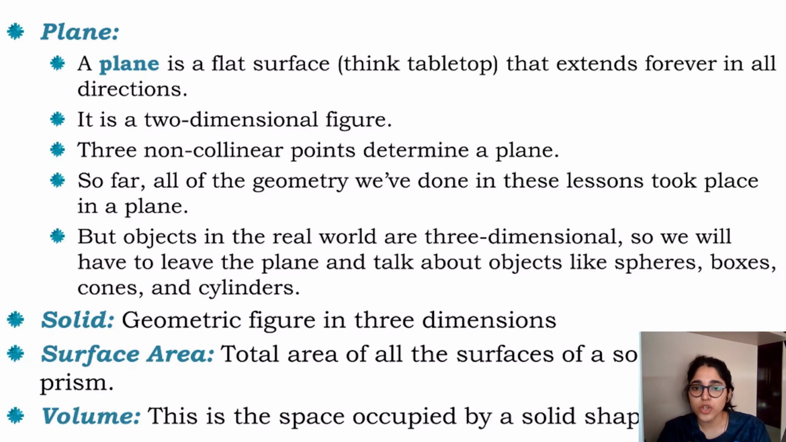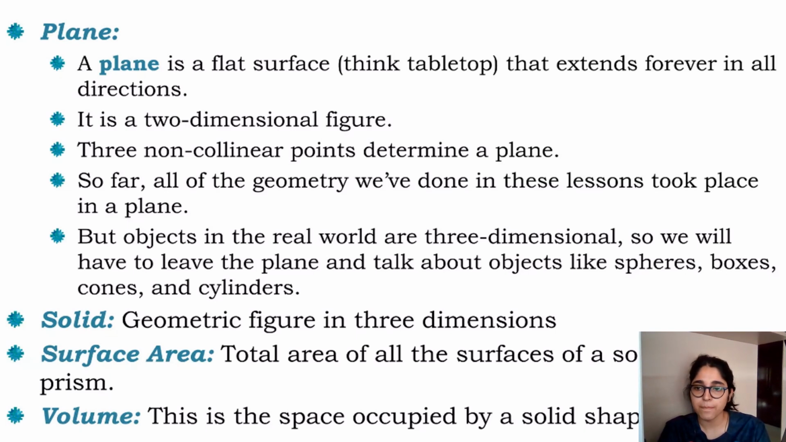So far, all of the geometry we have done in these lessons took place in a plane. Now we will be understanding the three-dimensional world. What are the three-dimensional shapes that you see in your world? Like the sphere, the boxes, the cones, the cylinders, the prisms, all these are three-dimensional. So geometrical figures in three dimensions are solid, they have a surface area and there is a volume.